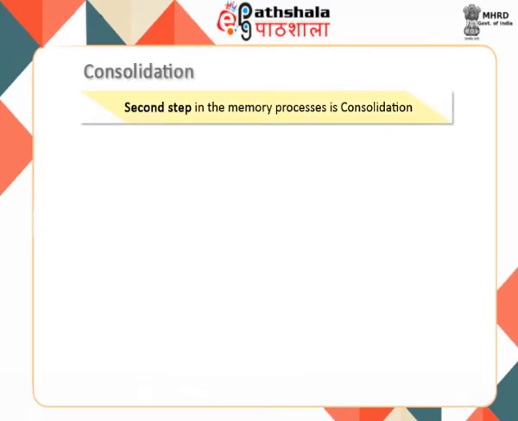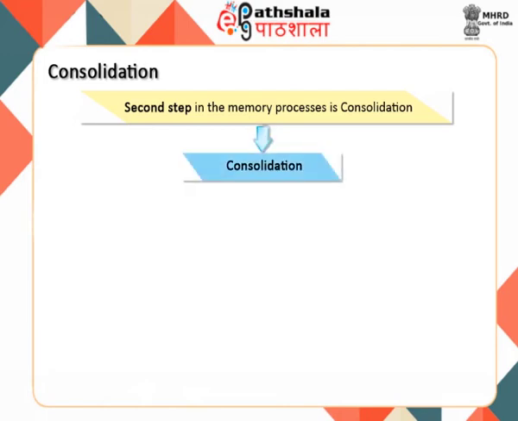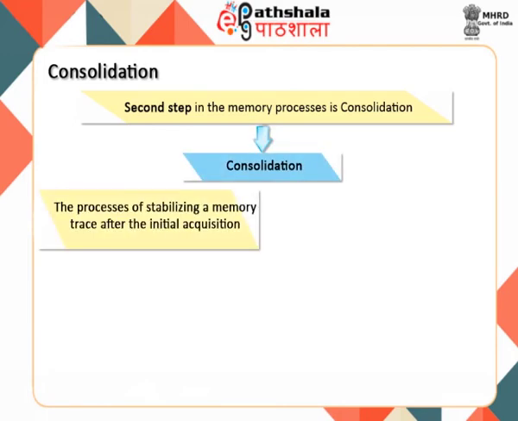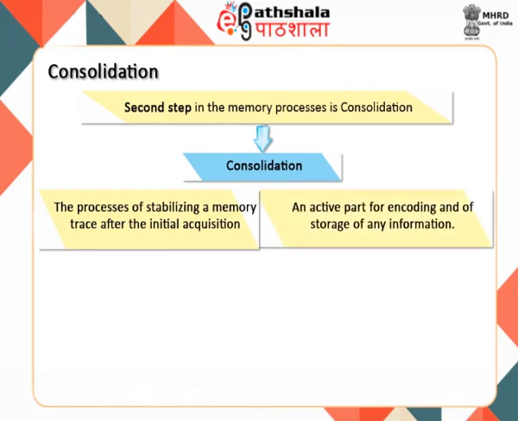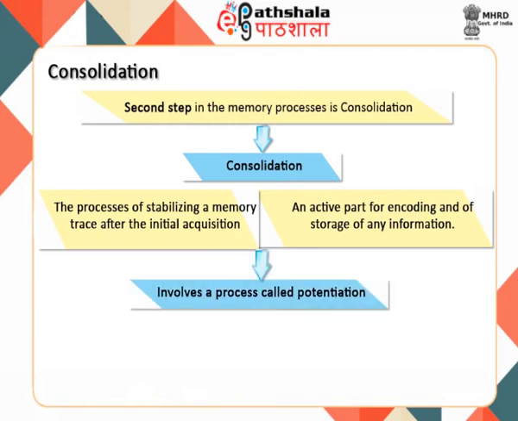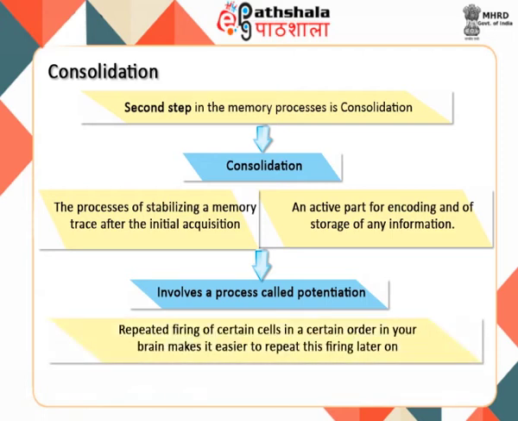The second step in the memory process is consolidation. It is the process of stabilizing a memory trace after the initial acquisition. It is an active part of encoding and of storage of any information. It involves a process called potentiation. For example, if a piece of music is played over and over, the repeated firing of certain cells in a certain order in your brain makes it easier to repeat this firing later on, with the result that the musician becomes better at playing the music and can play it faster with fewer mistakes.